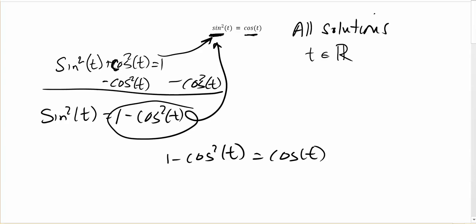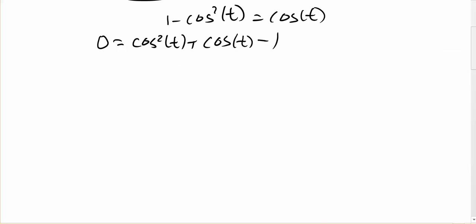Now we can set it equal to 0. So 0 is equal to the cosine squared of t plus the cosine of t minus 1. If this were something we could factor, we could factor into a product of two terms and then solve for when each one of those equals 0. But this one does not factor nicely.